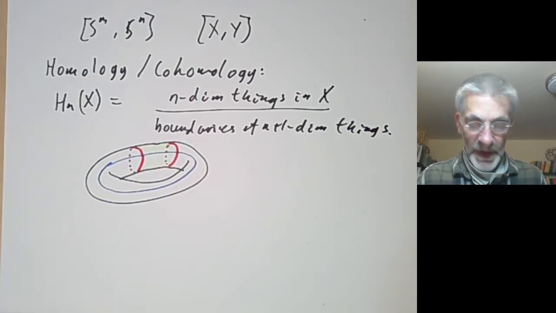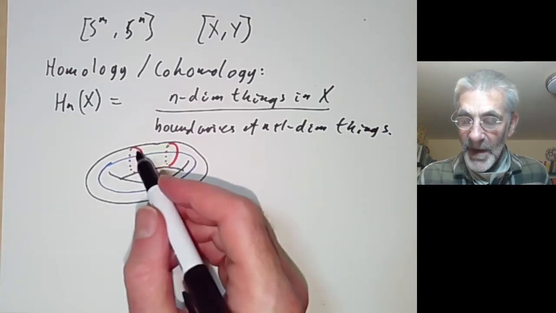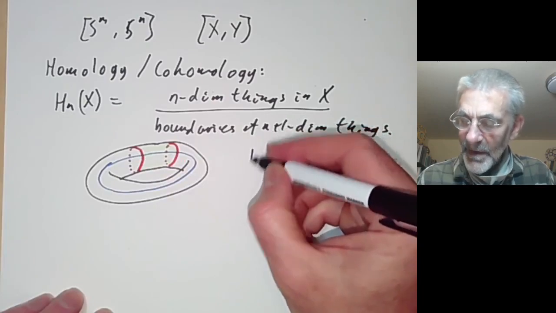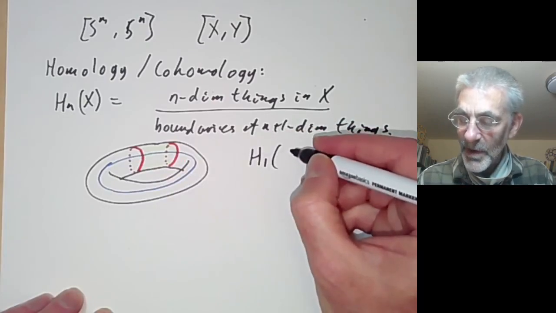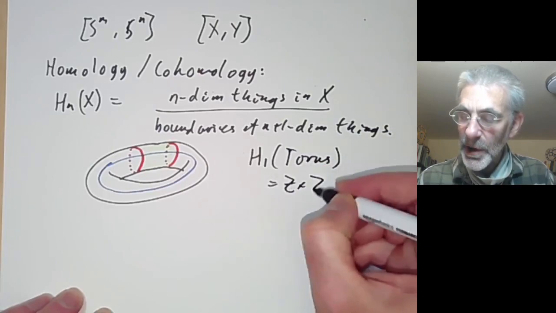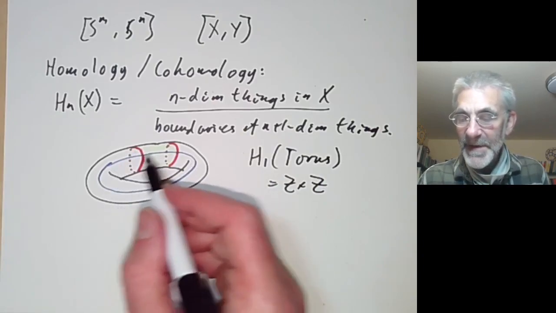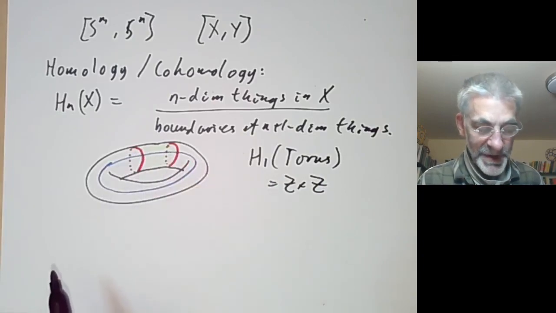In this particular case, it turns out that the first homology group of the torus is a product of two copies of Z, where one copy of Z corresponds to this red circle and the second copy of Z corresponds to this blue circle.